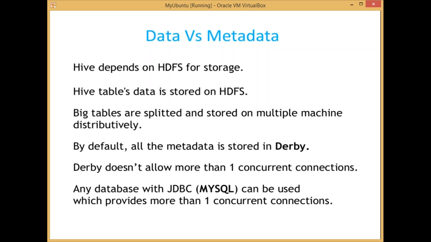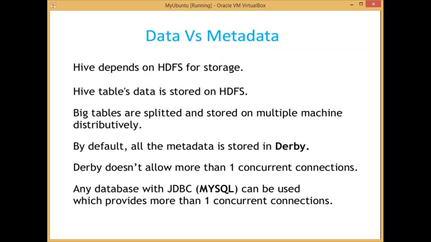Table name, table definition, and that metadata is stored in Derby by default. Derby is a small database. You may not be aware about that, and you may not have heard that name. And that comes along with your Hive. No need to install Derby separately. When you install Hive, Derby will automatically get installed.